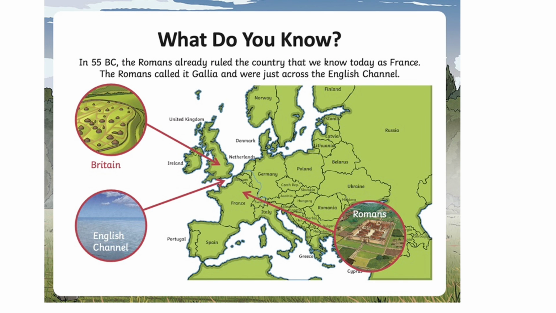So, what do you know? In 55 BC, so that's 55 years before Jesus was born, the Romans already ruled the country that we now know today as France. If you can see, France is labelled on our map. The Romans didn't call it France, they called it Gallia, and we're just across the English Channel. The English Channel is the sea between Great Britain and France. And the Romans wanted to come to Britain.